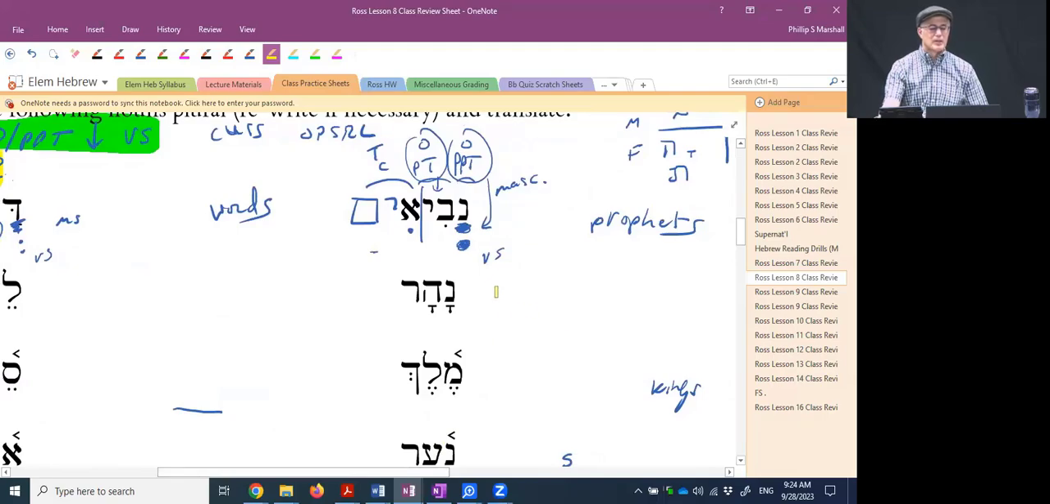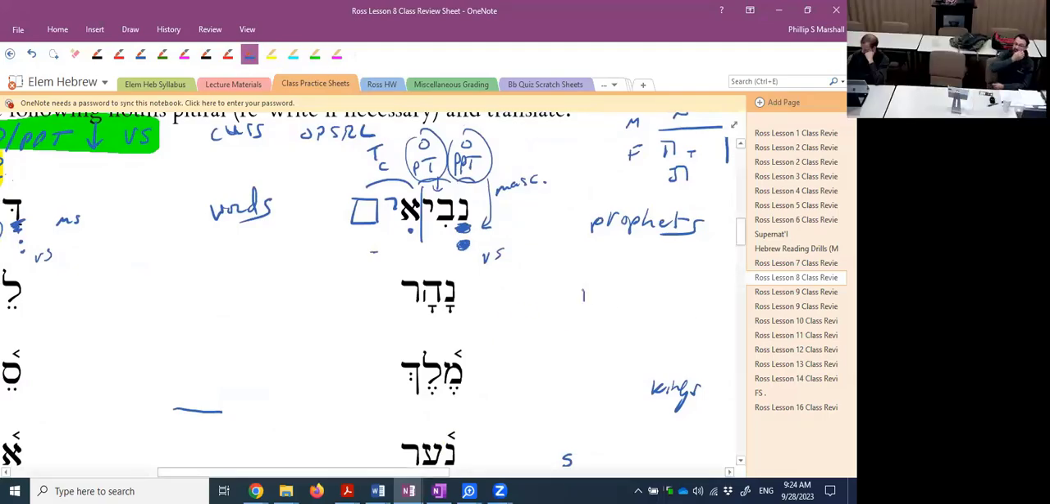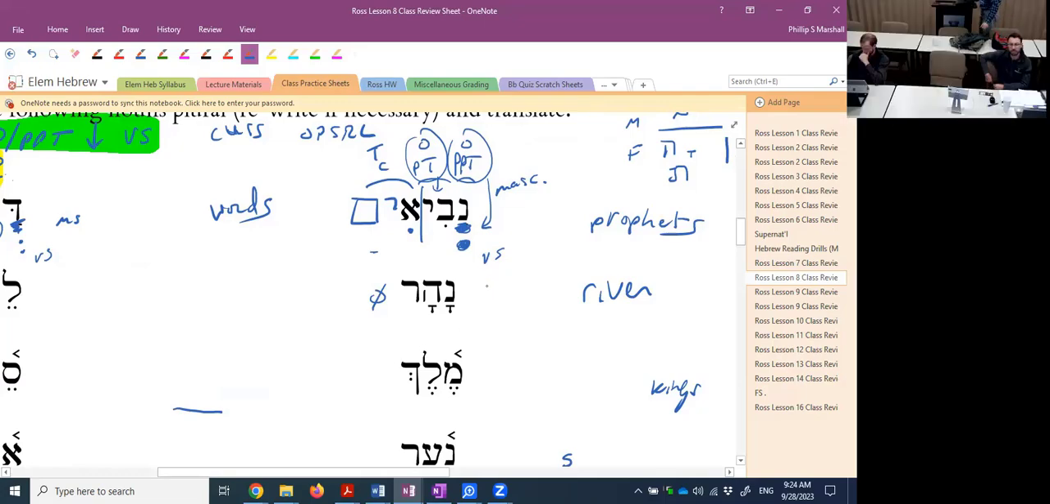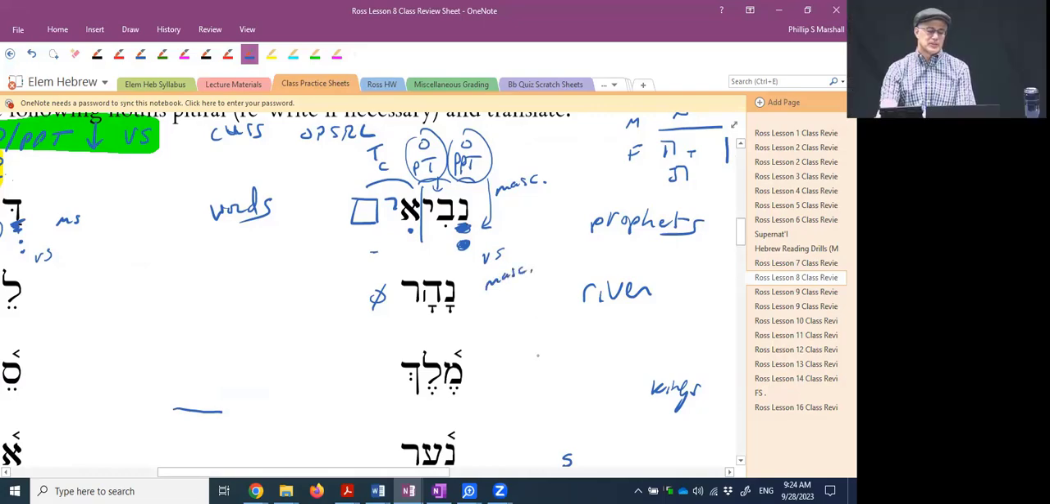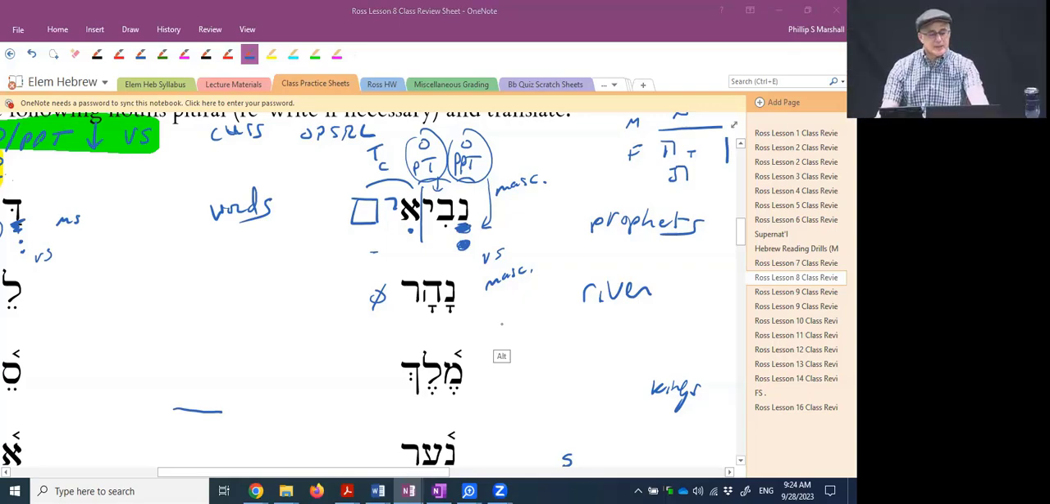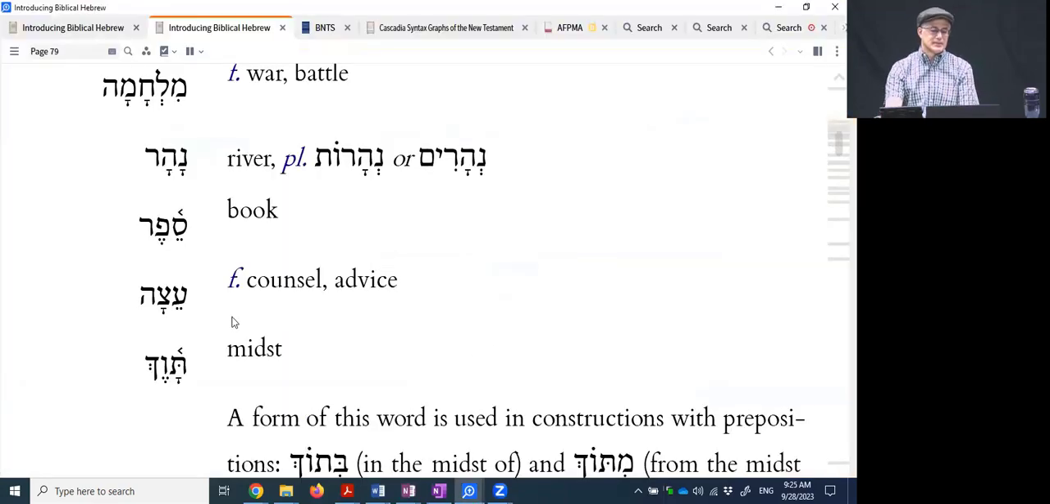Does anybody remember what nahar means? River. Yeah, this is river. Now, the fact that it has no ending would make you think that it's what gender? Masculine. Masculine, okay? That will be our assumption, that this is masculine. So how would I make this plural? What ending would I like to add? Eem. Now, I want to point out something to you from the Ross lesson.